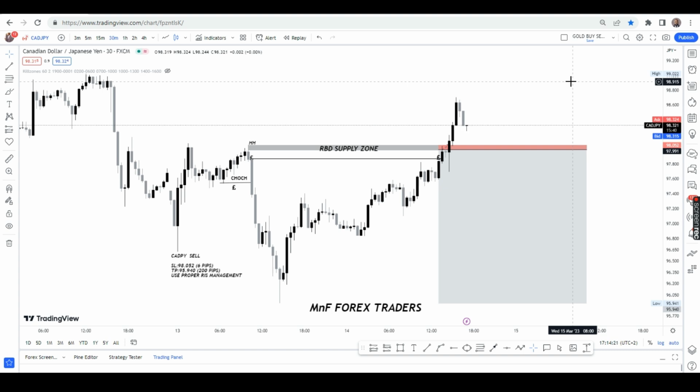Hence, I continued to take the same setup even if the previous one failed, because I don't know which trade is actually going to go in my direction. I have no idea. So I'm obligated to take all setups that meet the criteria.